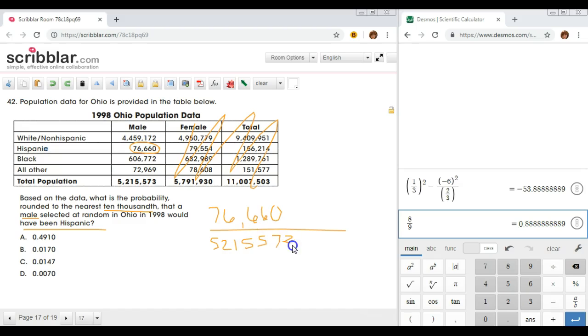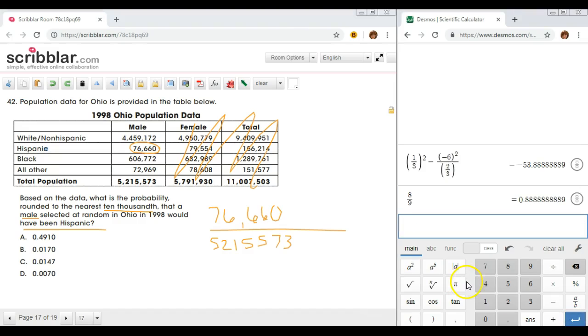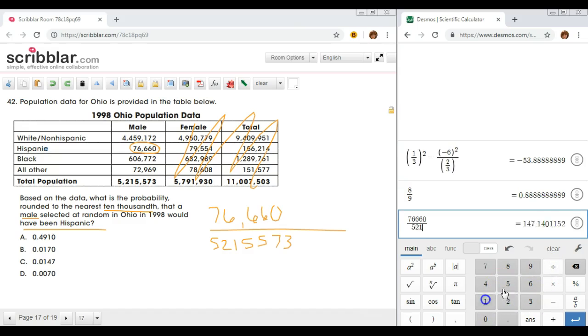But now we just plug that into our calculator again. To go to a new line, we hit the enter button. We do 76,660 divided by 5,215,573, and we get 0.01469.